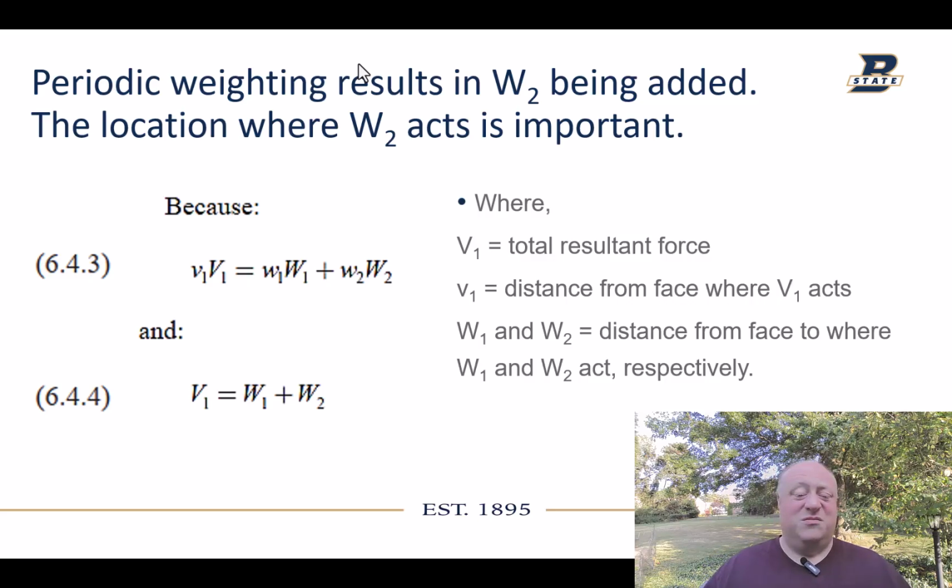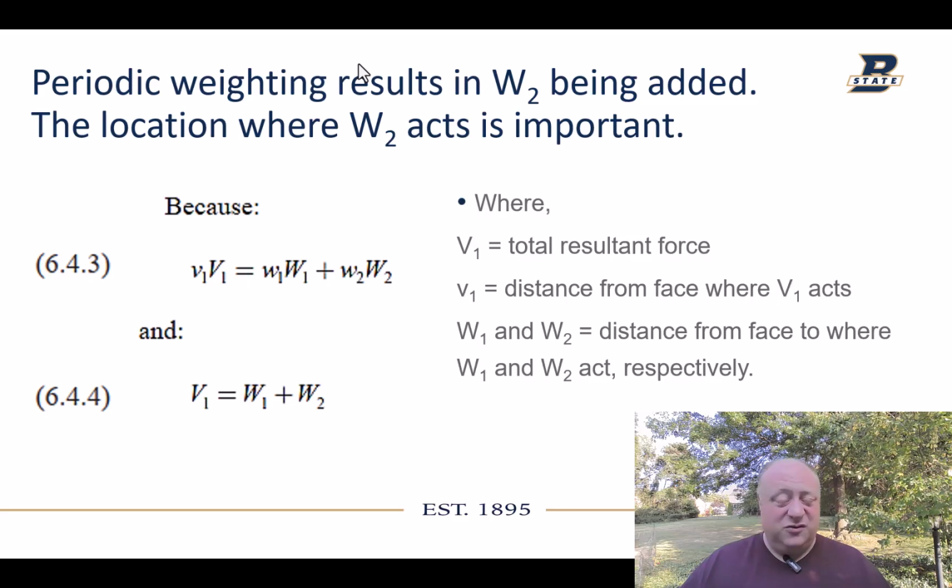W1 and W2, and little w1 and w2, which is the distance where W1 and W2 act respectively from the face. Okay? And then you have, so V1 is equal to W1 plus W2. That's that total resultant force, right? So we have the two weights together.